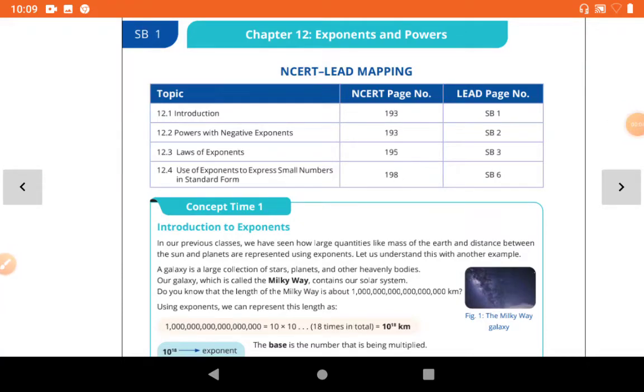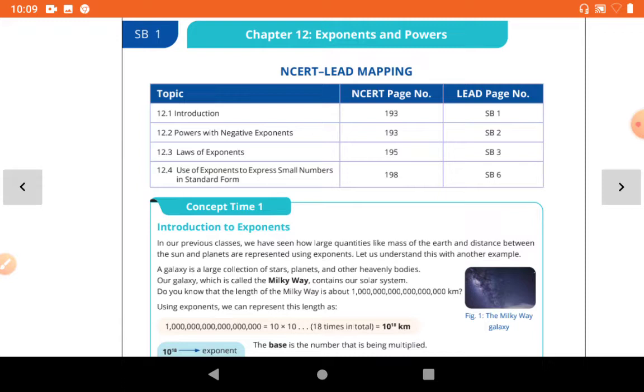Dear students, as you know, we have already started revision and we have done revision of chapter number 1 and chapter number 16 which we covered in unit 1. Now we shall start a revision of unit 2, and the first chapter in unit 2 is chapter number 12, exponent and powers, and today we shall take a recap of this chapter.